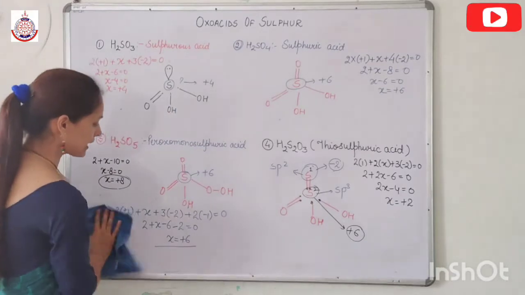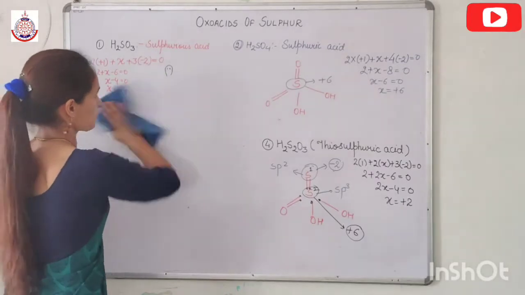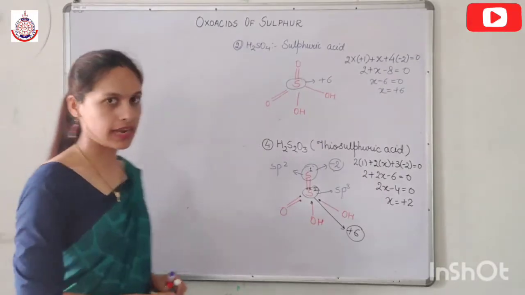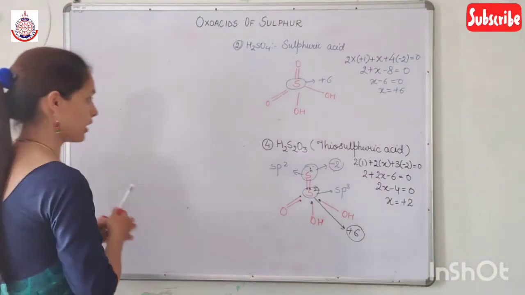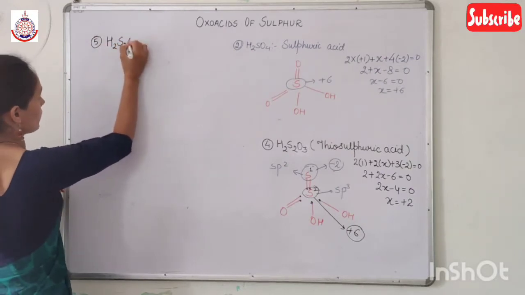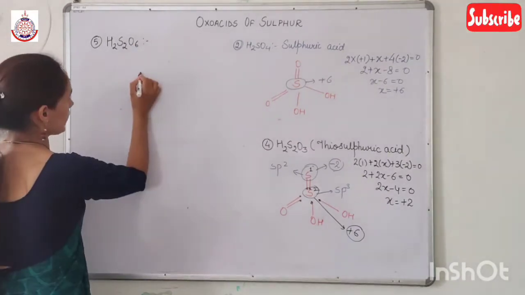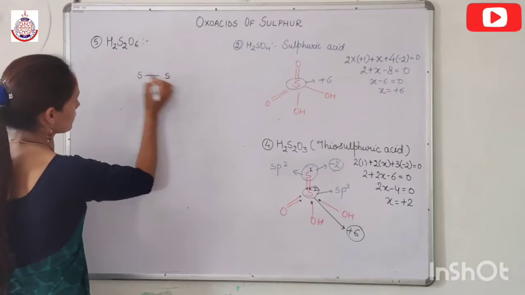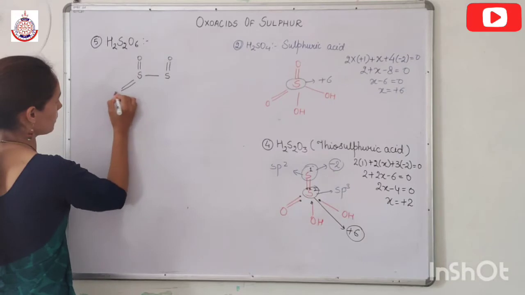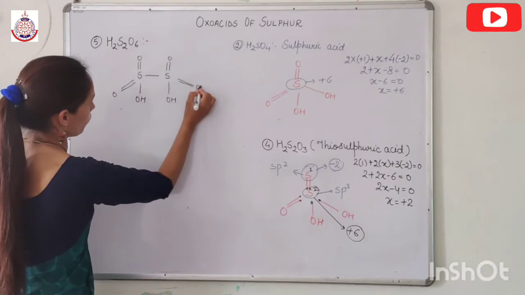Now we'll move to our next oxoacid, that is H2S2O6. Now I'll draw the diagram of H2S2O6 and you tell me what is the oxidation state of sulfur. H2S2O6. Clear? If I draw the diagram, it becomes double bonded O, OH, OH, double bonded O.